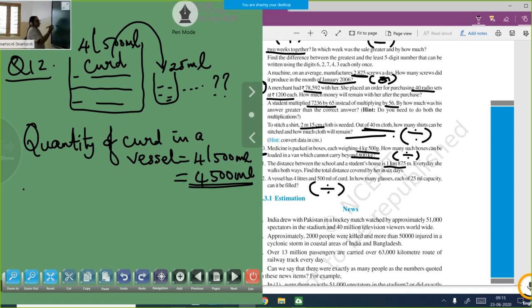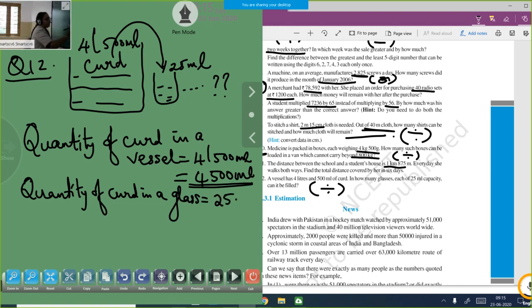Then what do we want? Quantity of curd in a glass. In 1 glass, how much curd can we fill? We can fill only 25 ml in a small glass. Then they are asking the question, how many glasses can it be filled? So the number of glasses you have to find.